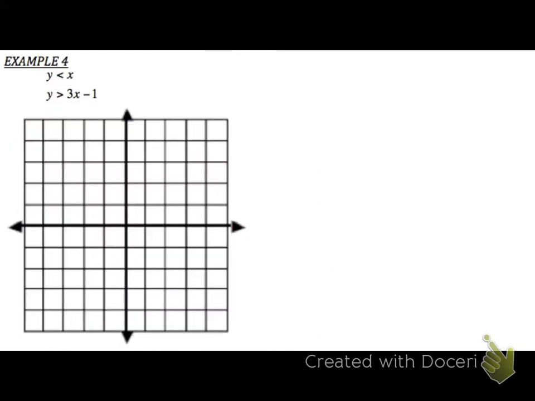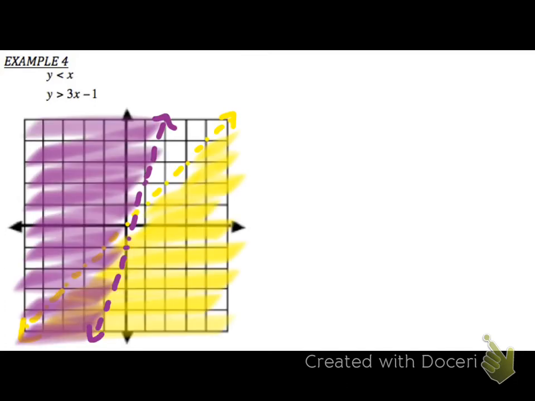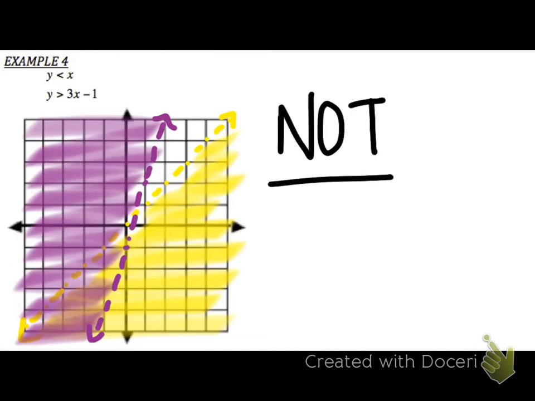All right. Last but not least, pause the video, give this one a try, and then check your answer. This is what I got for the answer on number 4. So all of the solutions are again in the double shaded region over here. However, in this case, they are not on the lines. Why not? Because both of them are dotted.